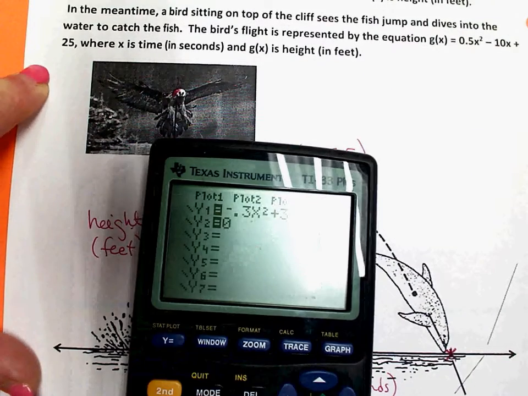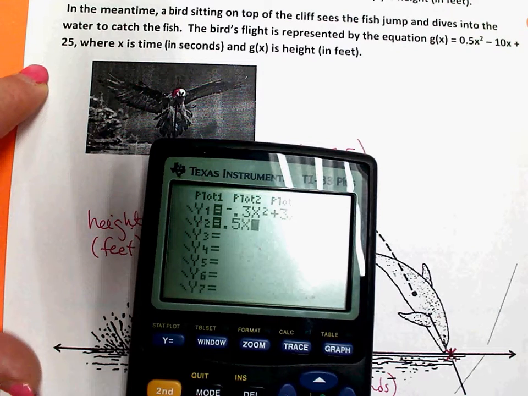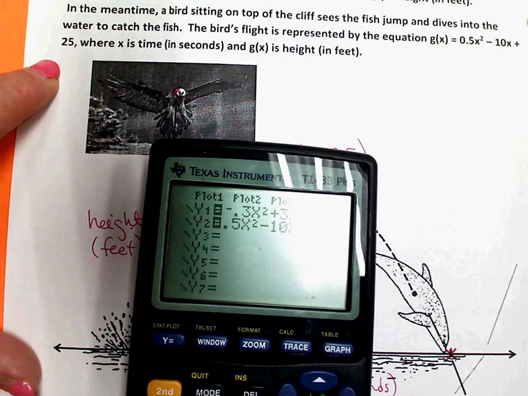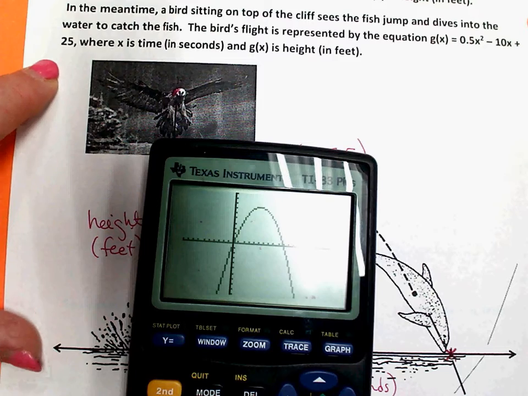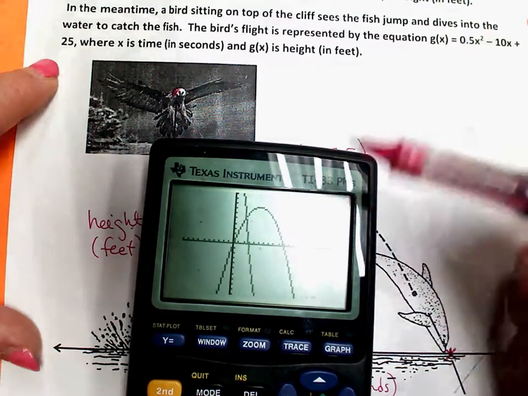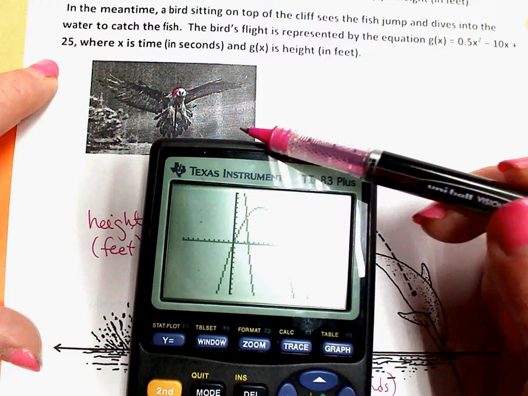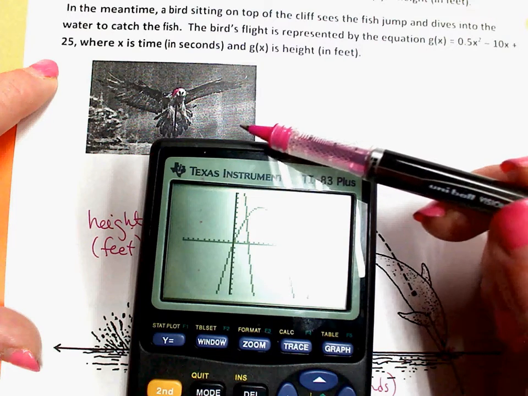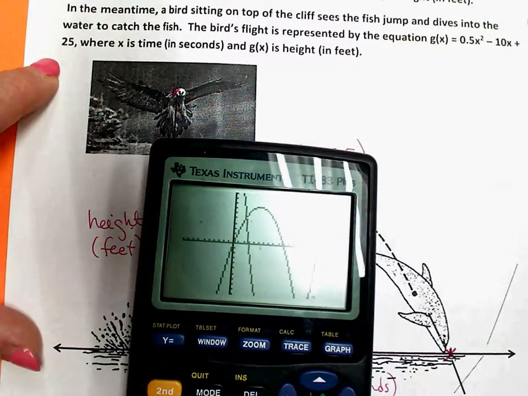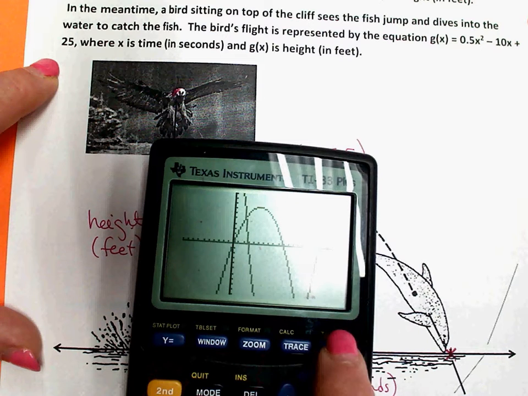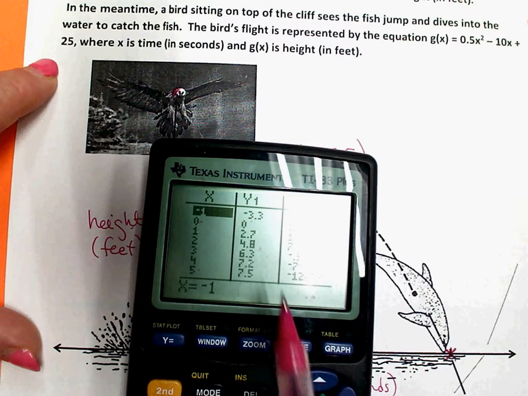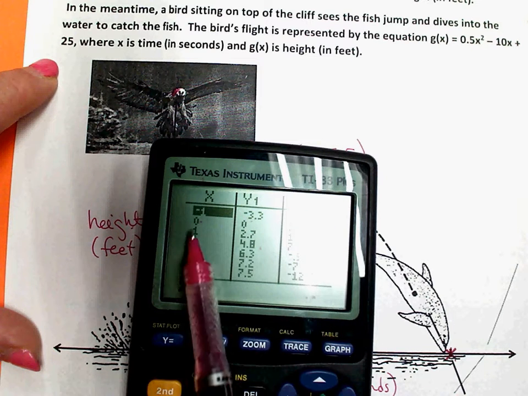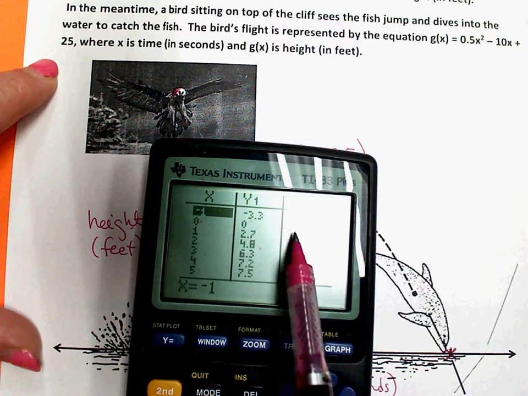Okay, so he is 0.5x squared minus 10x plus 25. And if you look at his graph, there's the fish. Here comes the bird. You can't see where he's actually touching on the y-axis, but you could go to the table. Now remember, he was equation number 2, the bird was, so you're looking at these values, and you're trying to find when x is 0, what's y, because that's the y-intercept.